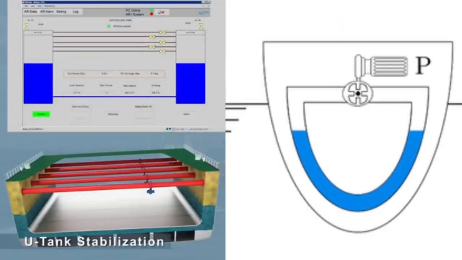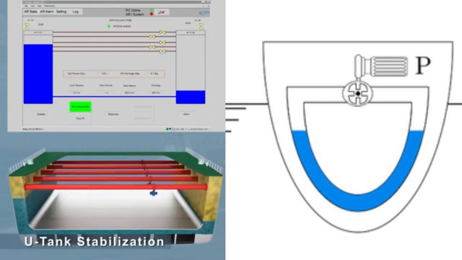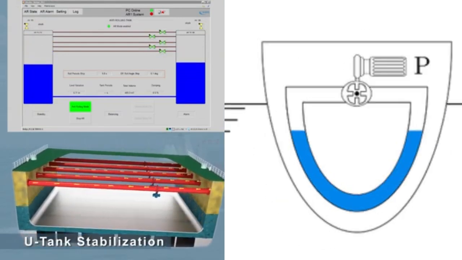The pump, labeled P, transfers air between tanks to displace water and create a corrective lever effect.